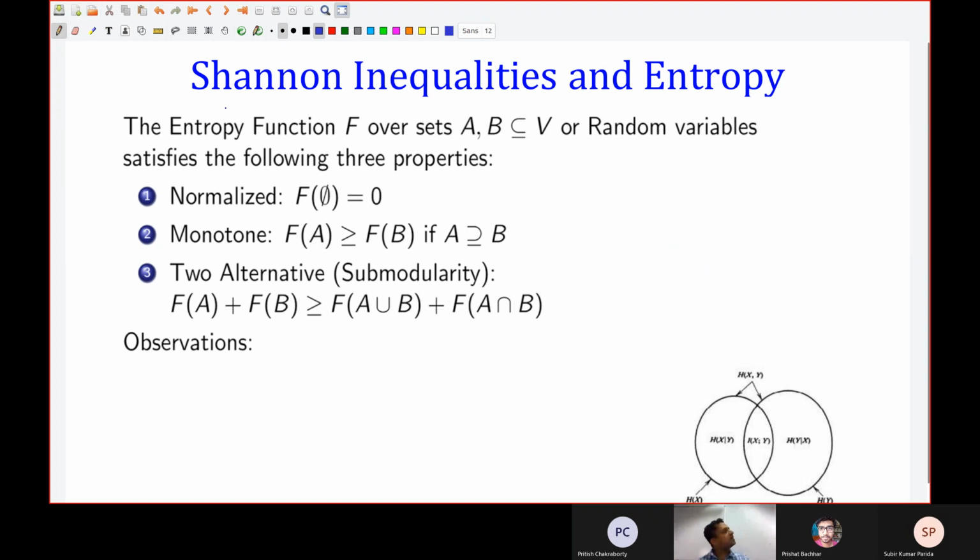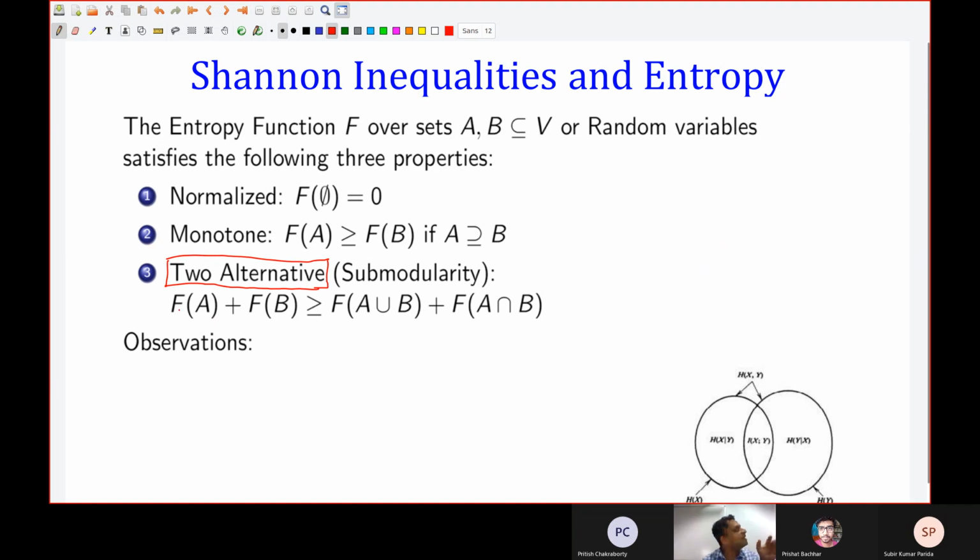So Shannon had these three properties. We refer to F of phi equals 0, that is, the function entropy on an empty set being 0. Entropy being monotone: F of A greater than or equal to F of B if A is a superset of B. And he had a slightly different notion of submodularity, or a different word for submodularity, called it two alternative.